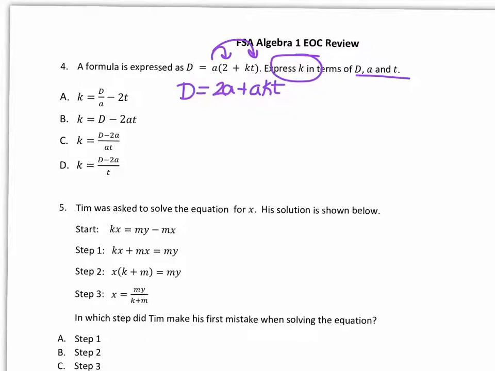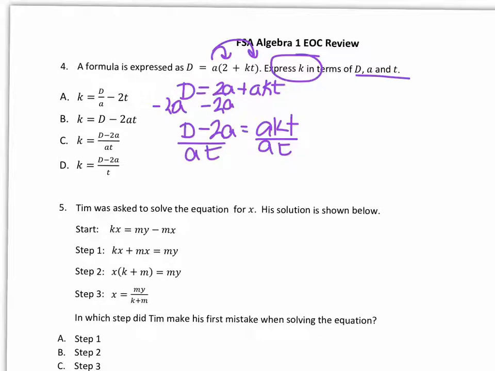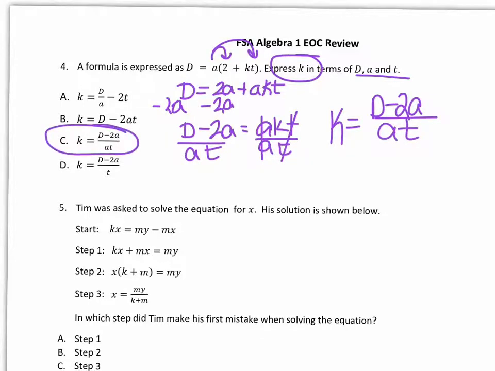Next thing, just like 2 problems ago, I am going to subtract the 2a from both sides to start. So I have d minus 2a equals akt, because now I can divide both sides by at to get k alone. See, a divided by a is 1, t divided by t is 1, and that leaves me with just k. So I wind up with k equals d minus 2a over at. And then I look for the one that looks like that, and there's my C.